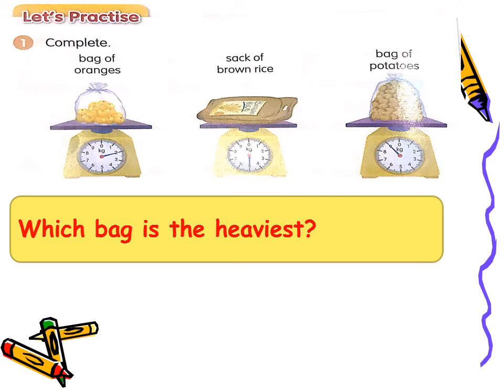We have the bag of oranges, it's 2 kg. The sack of rice, it's 5 kg. And the bag of potatoes, it's 9 kg. Now, which one is the heaviest? Yes, the bag of potatoes.